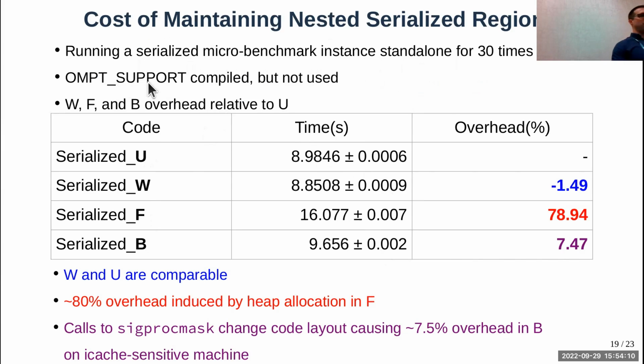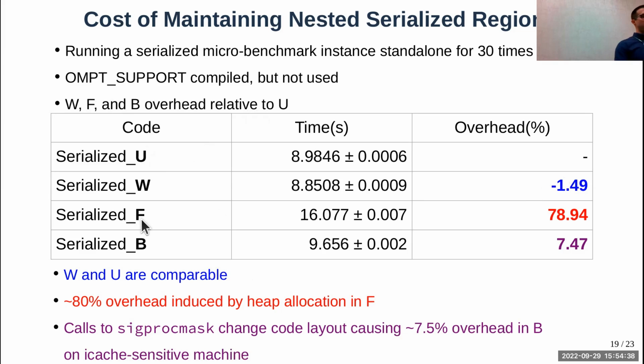Running a benchmark standalone means the OMPT support is compiled, but it's not used because we don't need to maintain information. There is no tool. And what we did is we calculated the overhead of W, F, and B relative to U. As we noticed, the W and U are comparable. Although we measured some negative overhead, we don't say our approach is better. We just say that they are comparable.